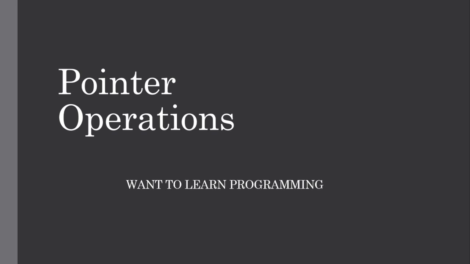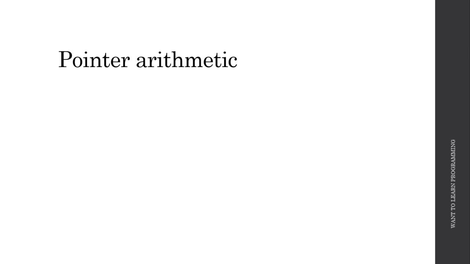This is the 27th video in the series Basics of C Programming. In this video, we will look at what are pointer operations. Now let's start with pointer arithmetic. Pointer arithmetic refers to arithmetic operations in pointers. That is, some addition, subtraction, increment and decrement operators can be used on pointers. So we will look at how increment and decrement operators are used in pointers in this video.